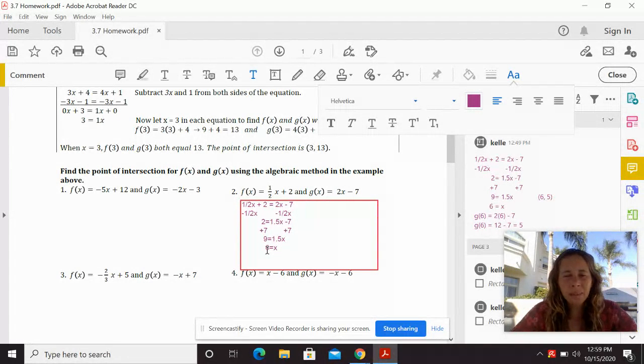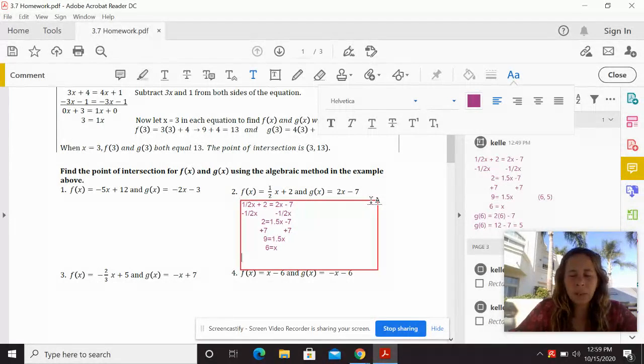Now that you know that, you did the hard part. Now you can substitute 6 into either this equation or this equation. It does not matter which one you choose because when x equals 6, these two equations are equal to each other. So you can substitute it into either one and you'll get the same answer. I'm going to do g of x because, fractions.